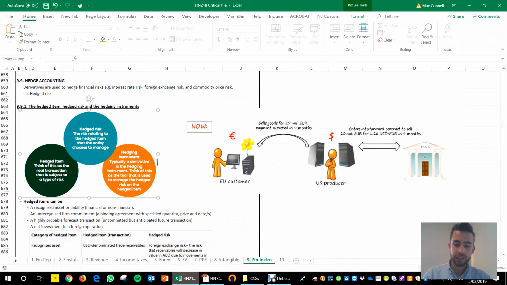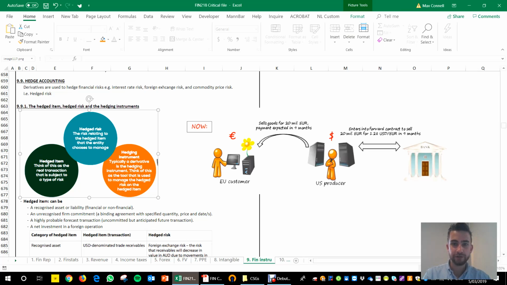So first of all, let's touch on what is hedge accounting. The first part of the relationship is the financial instrument, which we've already touched on before. In this example, we've got a customer who sells goods for 20 million euro, and payment is expected in 9 months to a US producer. So, is there a financial instrument here?